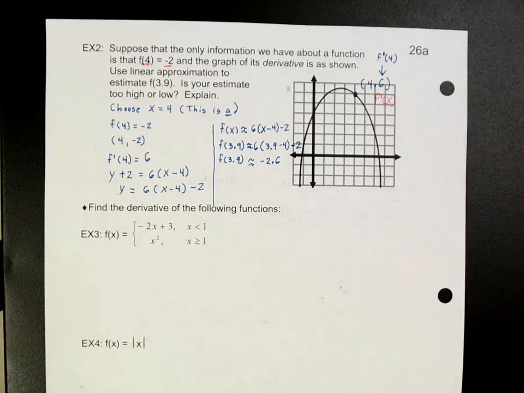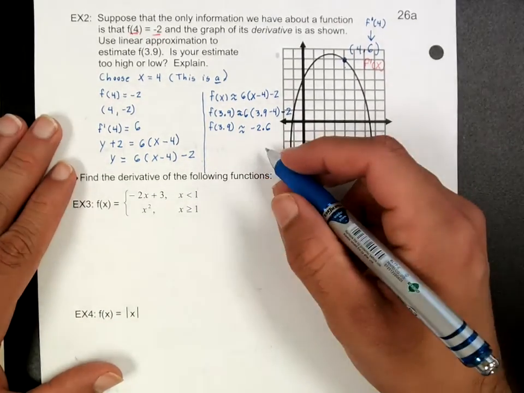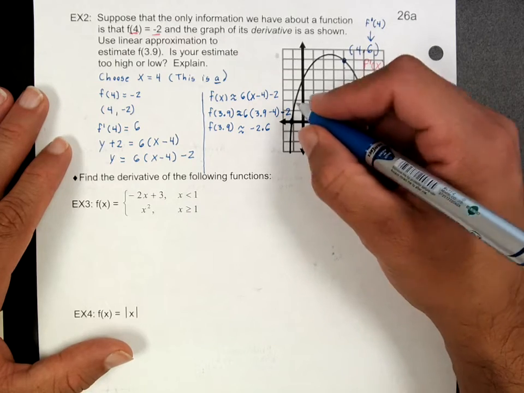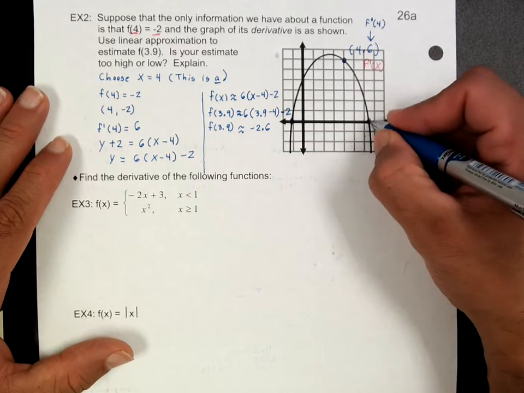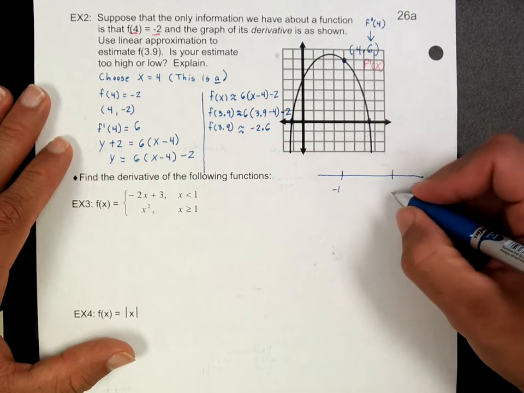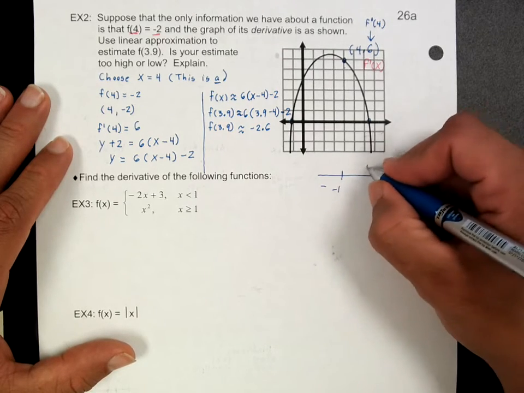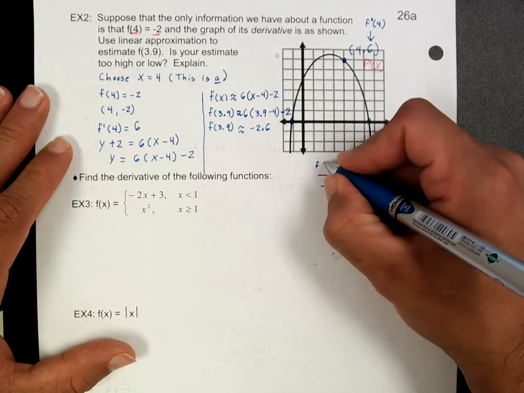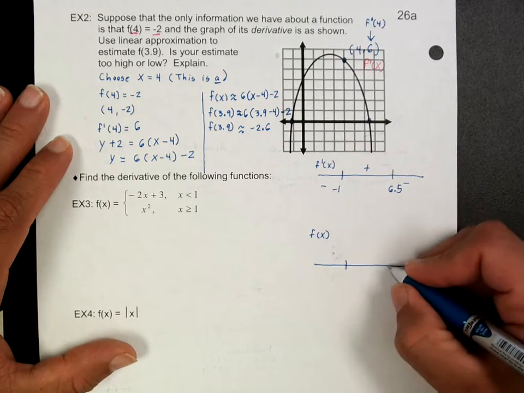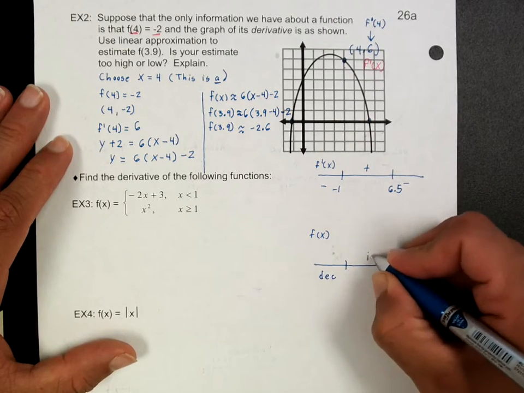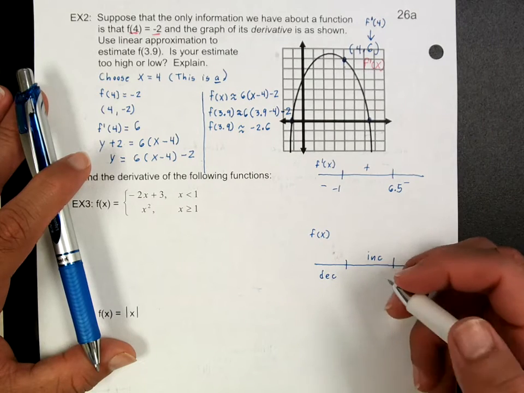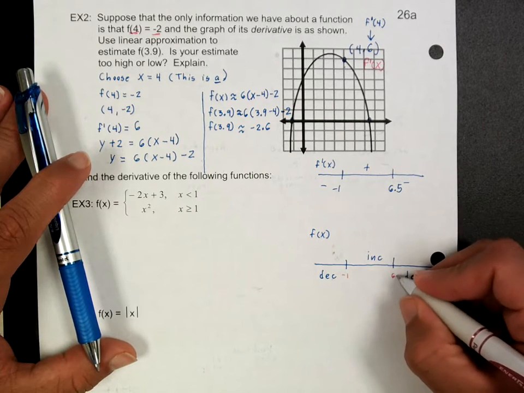And to be able to tell that, one more time, you need to sketch this graph, or whatever you think this is. Notice that this is a minimum and this is a maximum. If I do some sign analysis real fast, I have maybe negative 1 here and 6.5. This would be minus, plus, minus. This is the derivative. So f of x would be decreasing, increasing, decreasing.